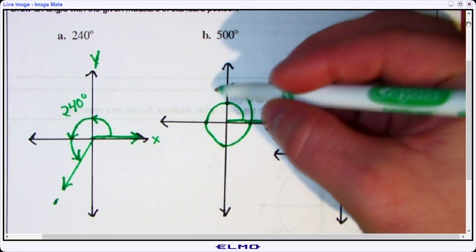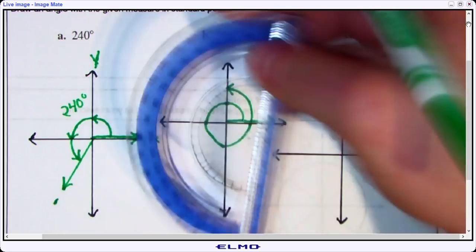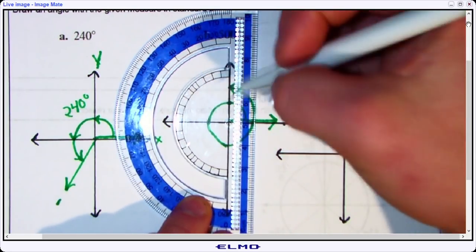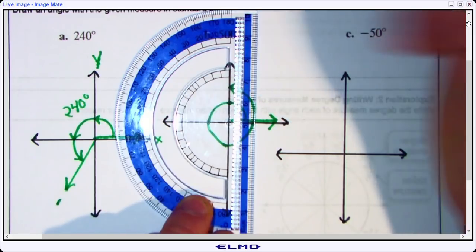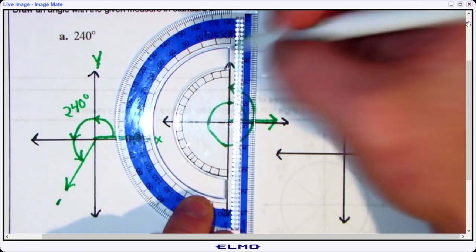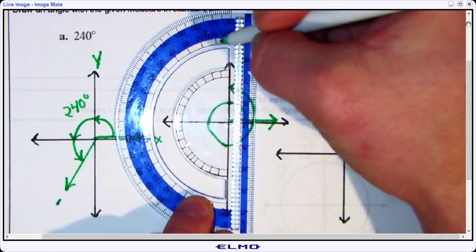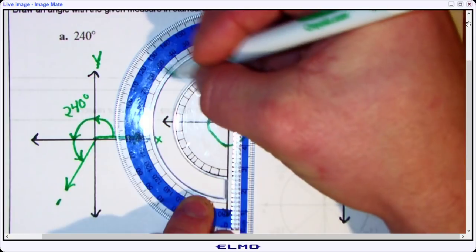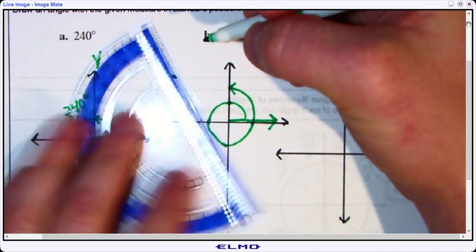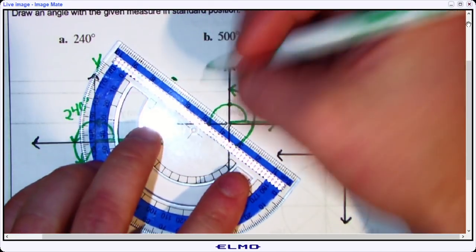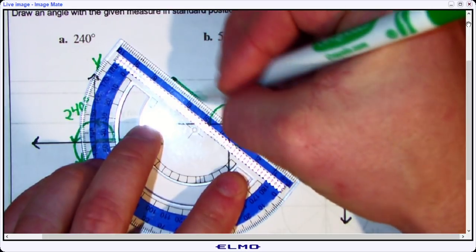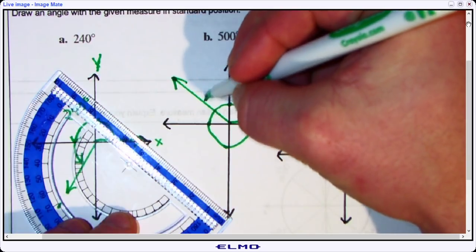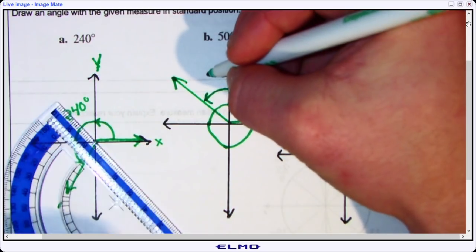450, alright, so we're only 50 degrees shy, so now I can take my protractor, fix it along this axis, so we're at 450, so I just need to go another 50 degrees, so that's these increments here, so 1, 2, 3, 4, 5, 50 degrees, mark it, and there we go, so that'd be 500 degrees.